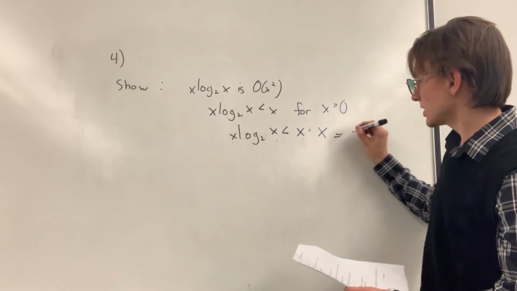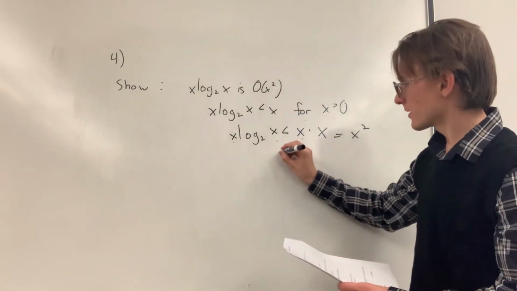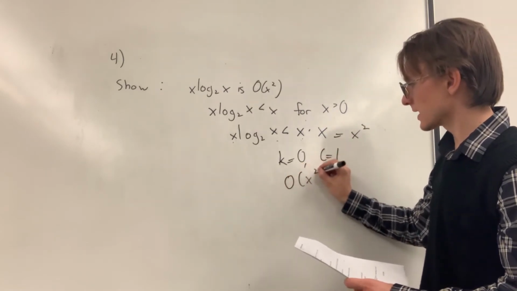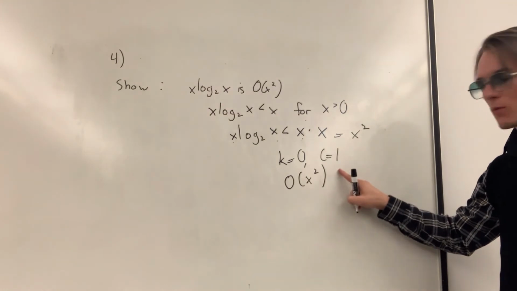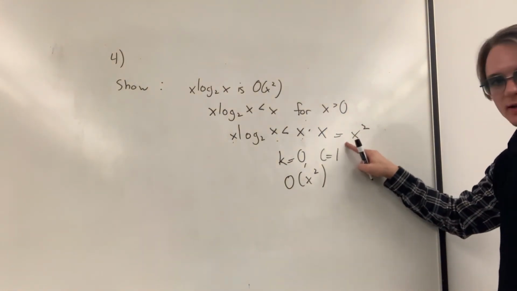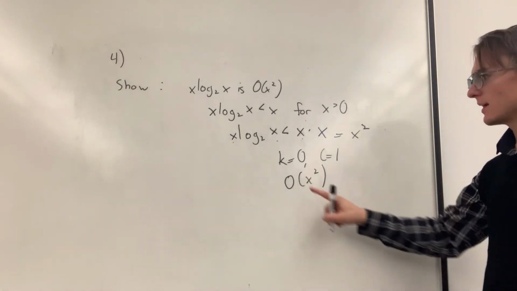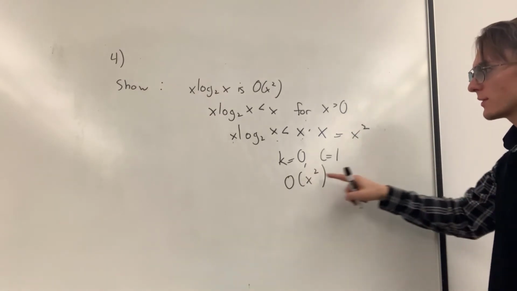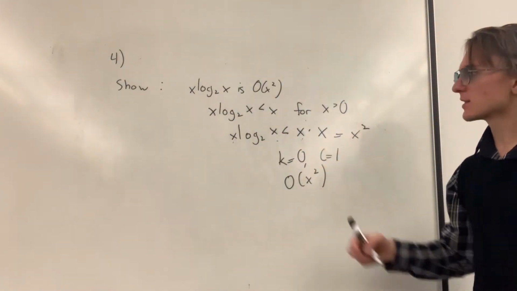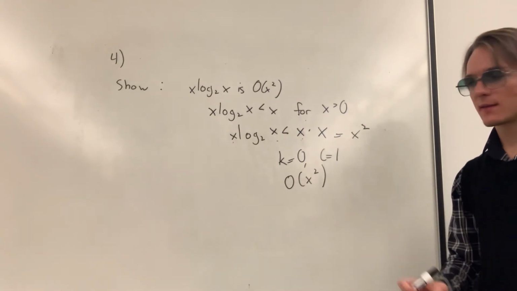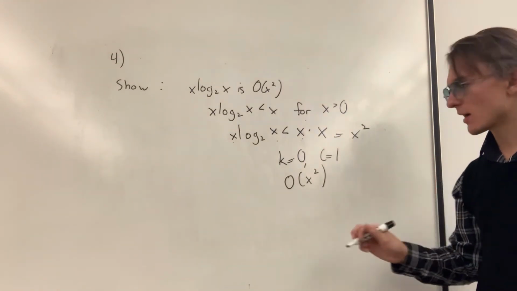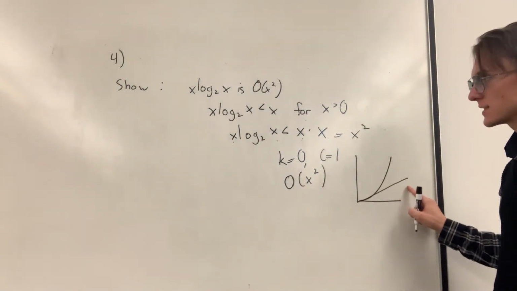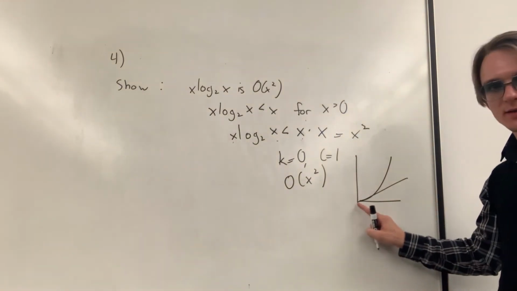Now, this is just x squared. Therefore, k is equal to 0, c is equal to 1, and big O is x squared. The c equal to 1 comes from the fact that x squared times 1 is what we get here at the end. And k equal to 0 is just the point where x log base 2 x intersects with x squared. That being that they intersect at the 0th place if you were to graph them. Maybe this is x squared, and this is x log x, and they would intersect here at the very beginning.